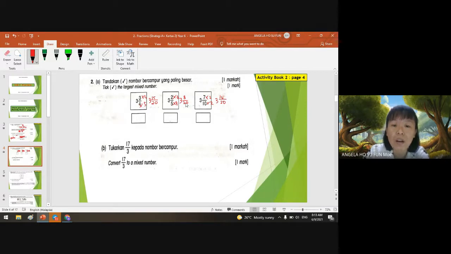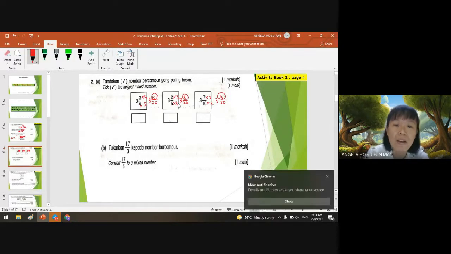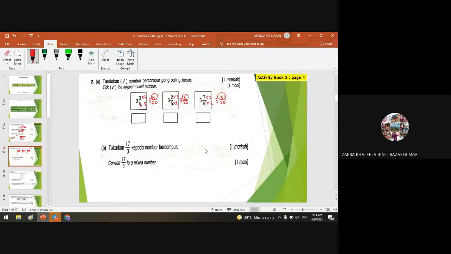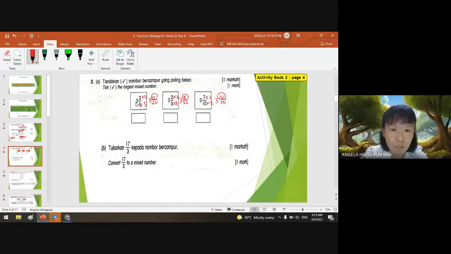Now the denominators are all 20, so you only look at the numerator. This is 15, this is 8, and this is 14. Which of the mixed numbers is the largest? Anyone can respond to me? 3 over 4. Yes, 3 and 15 over 20, because 15 is more than 8 and more than 14. So for your answer, you just tick this box.